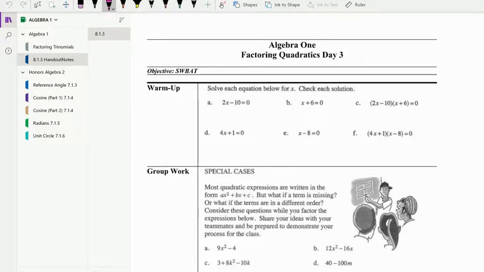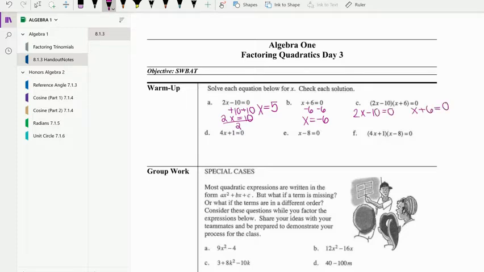So for a, we want to isolate x, so we're going to go ahead and add 10 to both sides. So we get 2x equals 10, and in order to get x by itself, we divide by 2, so x equals 5. All right, next one's a little bit easier. To get x by itself, we want to undo adding, which would just be subtracting. So x equals -6. On this one, you actually are going to set both of them equal to 0 separately.